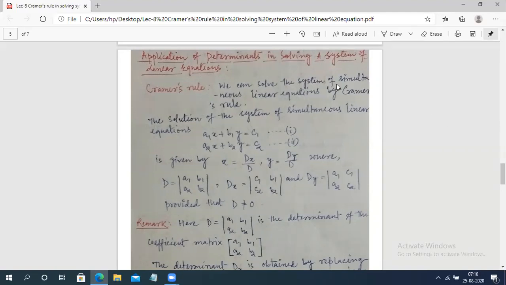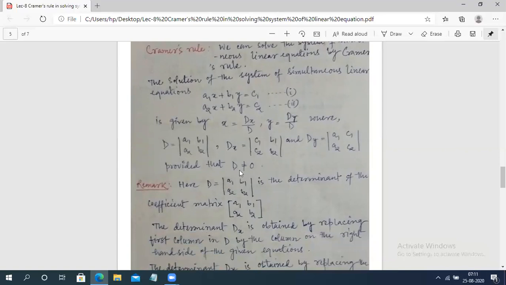We can solve a system of simultaneous linear equations by Cramer's rule, and the method is given by, if we take first the example of two linear equations. If we have two equations with two variables, it will be in the form of a1x plus b1y equal to c1 and a2x plus b2y equal to c2.